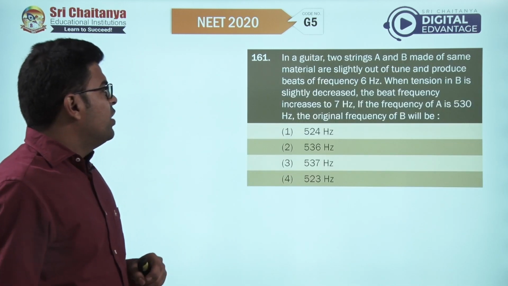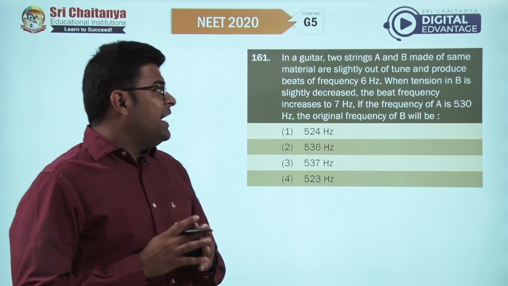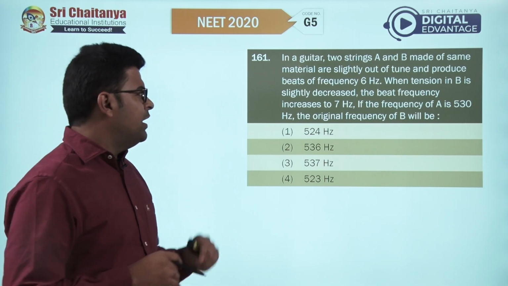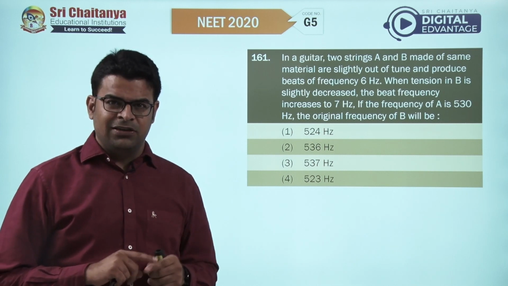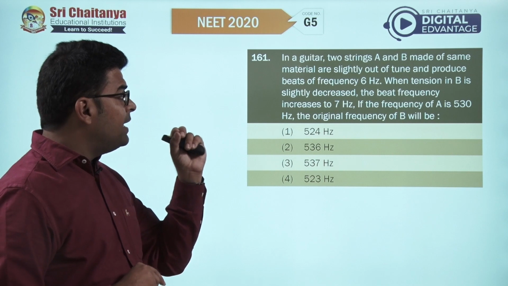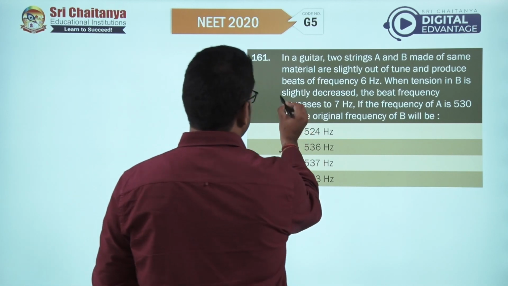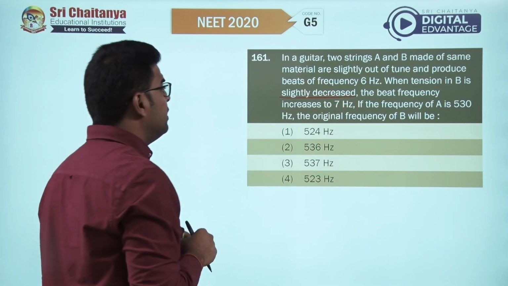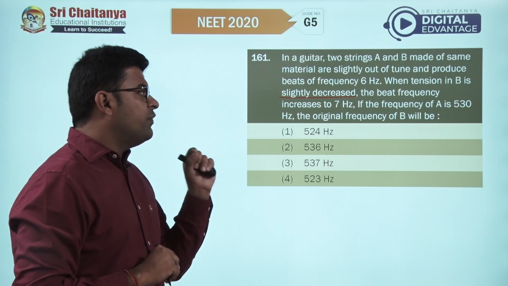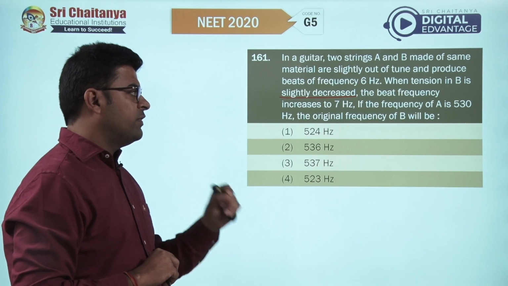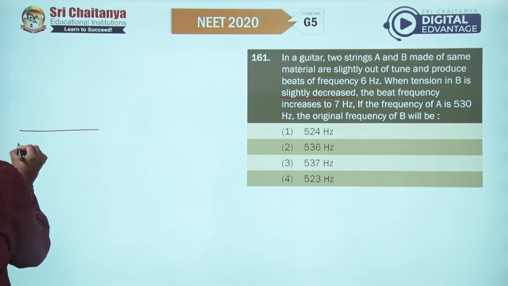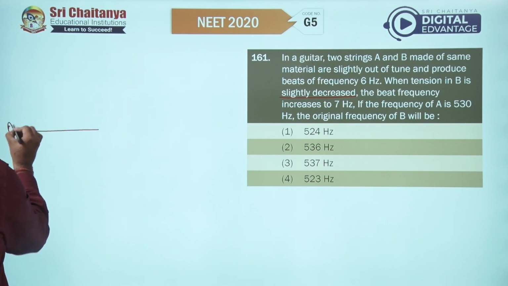Question number 161. In a guitar, two strings A and B, made up of same material, are slightly out of tune and produce beat of frequency 6 Hz. It means that the difference in their frequency is 6 Hz. When the tension in B is slightly decreased, the beat frequency increases to 7 Hz. If the frequency of A is 530 Hz, the original frequency of B is. Now see beta, original frequency of A is 530. So the frequency of A, let's say this is A, is 530.